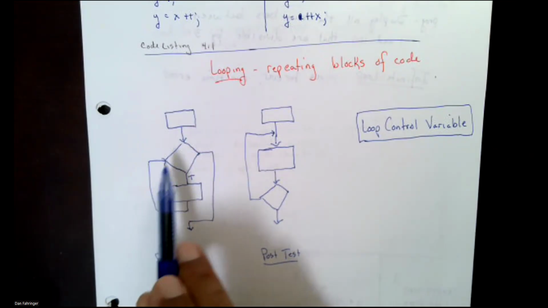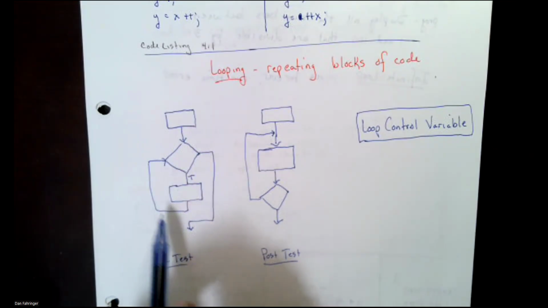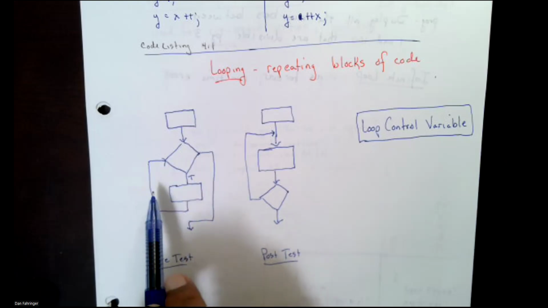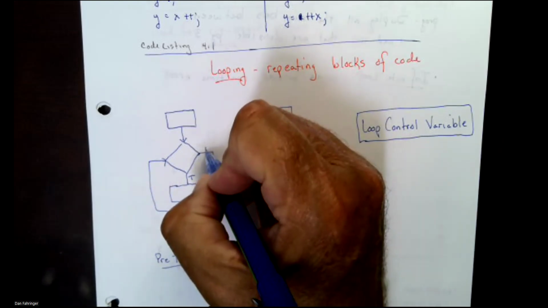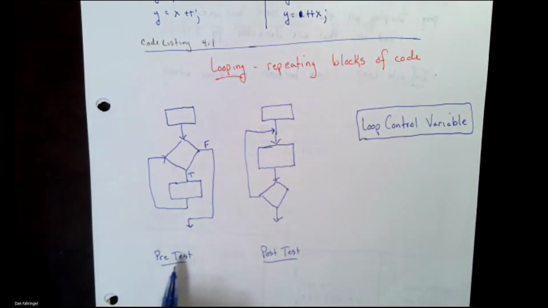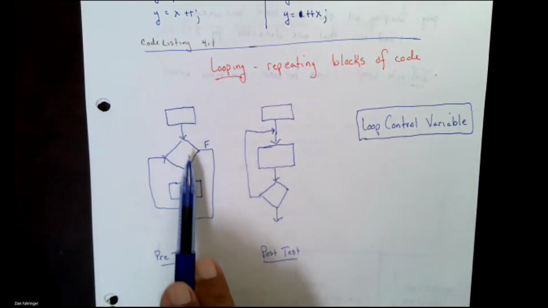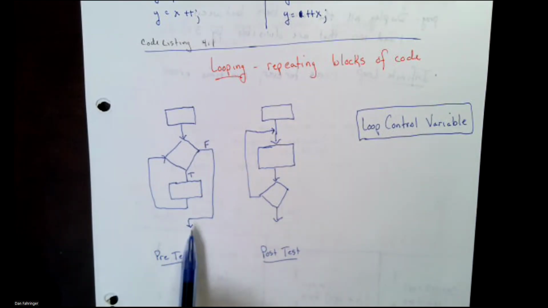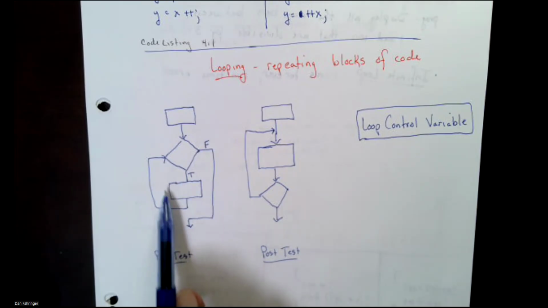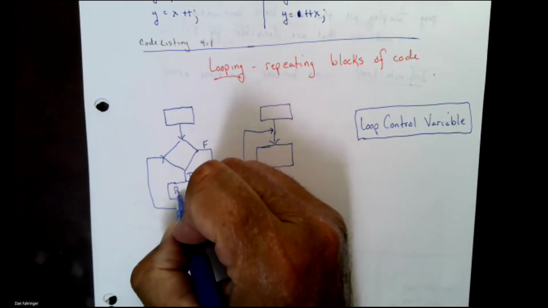Now, we don't want it to be true all the time. I would be stuck in here. It's called an infinite loop. So there needs to be a way to make it false so I can get out. This guy could come in, be false right away, and skip this body. Now, this is some kind of body of code.